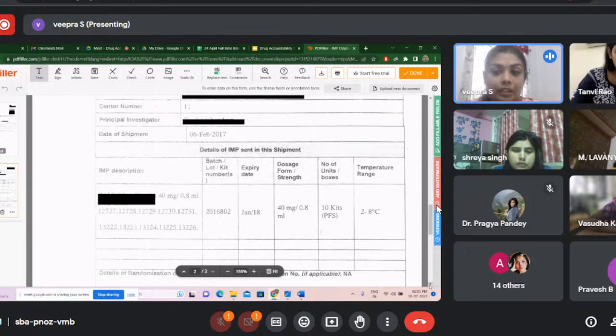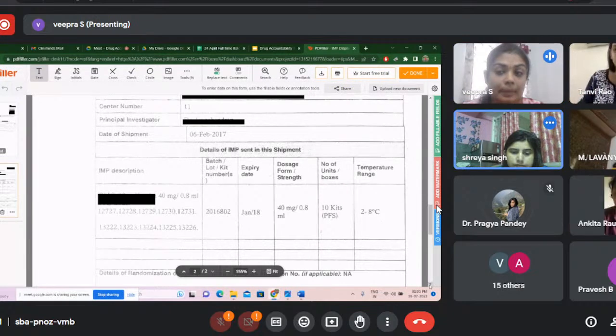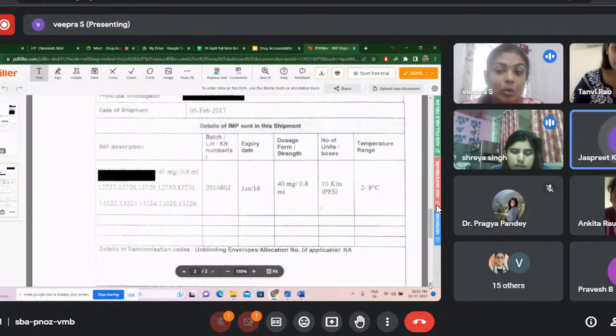Then at what temperature do we have to store it? What is the temperature here? 2 to 8 degrees Celsius. So where do we store this medicine? Yes, ma'am, in the refrigerator. We have to store the medicine in the refrigerator because here 2 to 8 degrees Celsius has to be maintained, and it's an injection.